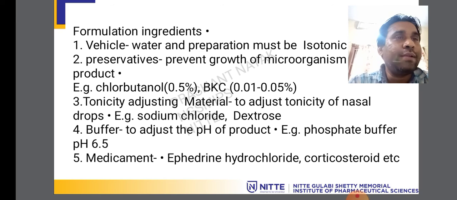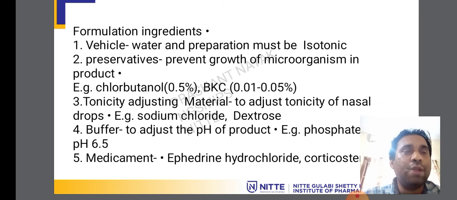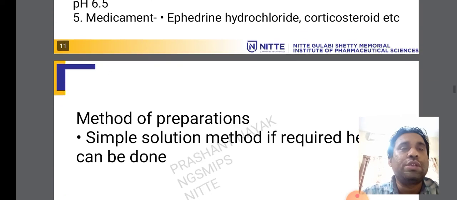A vehicle should be there, that is the first point. Second is preservative, third is tonicity agent, fourth is buffer, and fifth is the medicament which is used in the preparation. So all these things should be present.